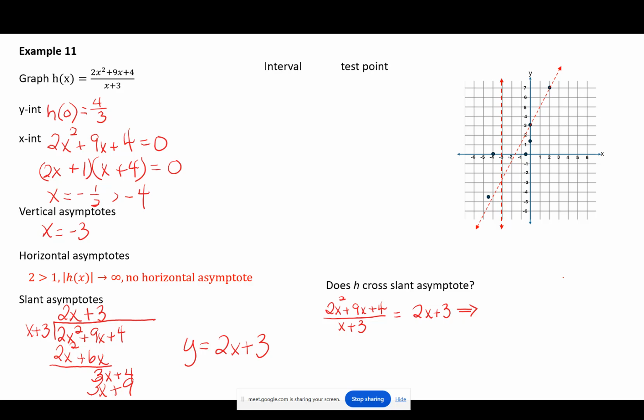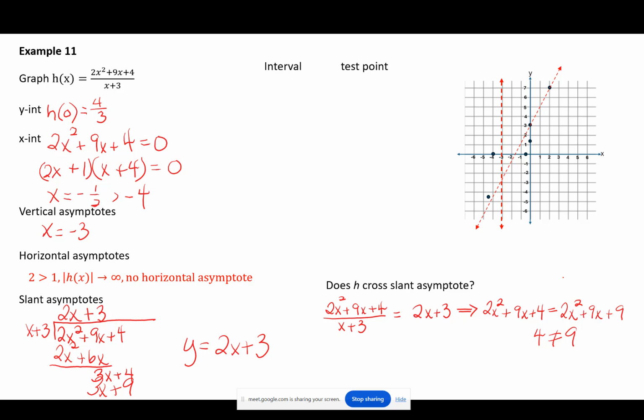To solve that, we need to multiply both sides by x plus 3, and we'll have 2x squared plus 9x plus 4 equals 2x plus 3 times x plus 3, which gives you 2x squared plus 9x plus 9. I'm just rushing through this. You can cancel the 2x squared, you can cancel the 9x, and you get 4 equals 9, which is not true, so it does not cross the slant asymptote.